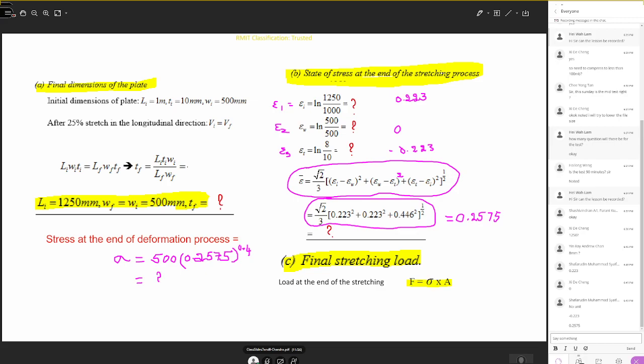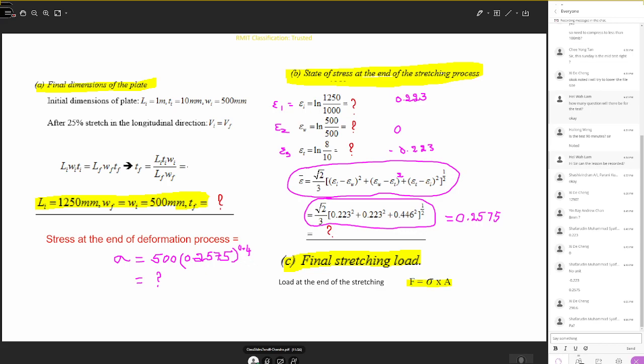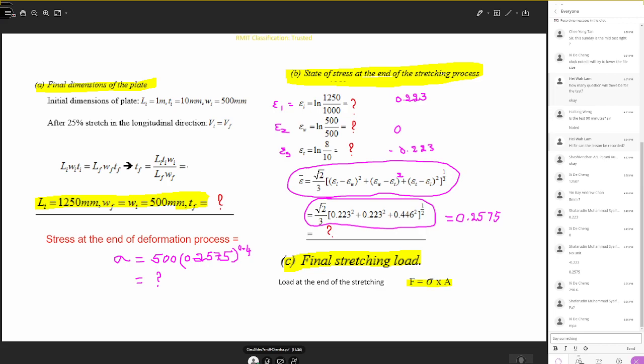So any answer here, let me know. 290.6 watt units. Unit, no, megapascal. That's correct, Dicheng. Because whatever the units, this expression tells you that the stress-strain relationships are given in megapascals. So whatever the answer you get, 290.6 will be in megapascals.